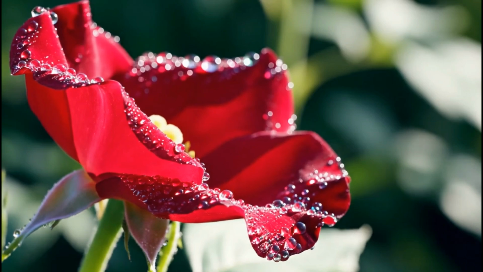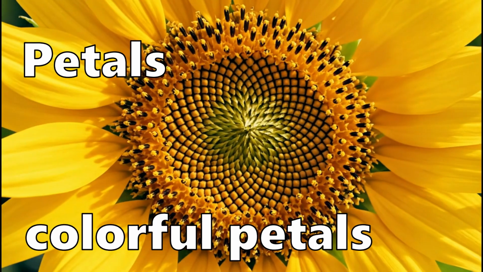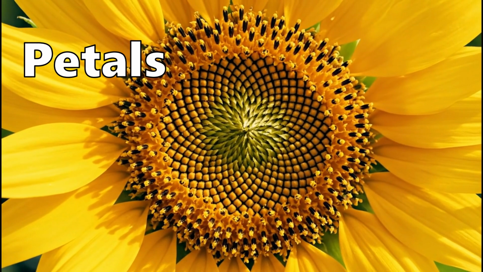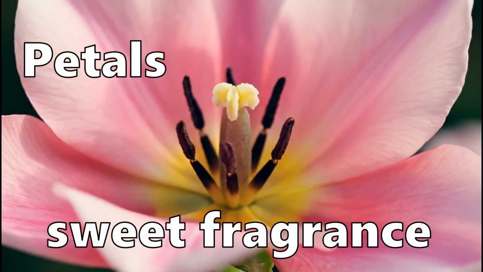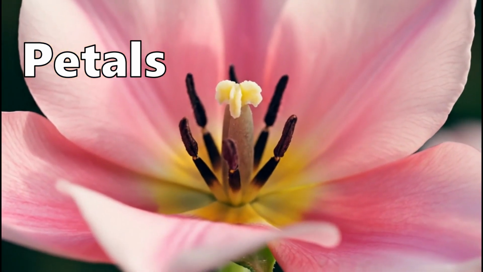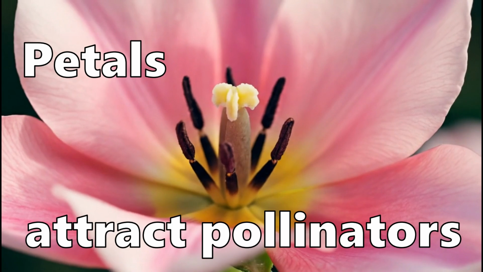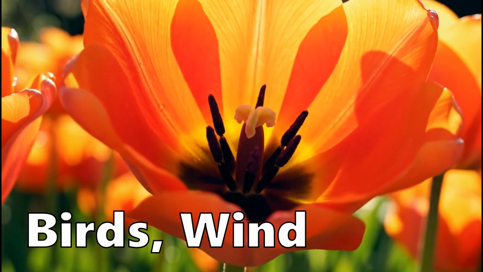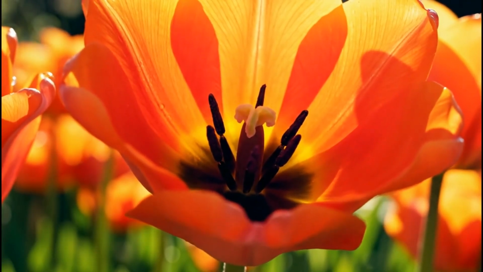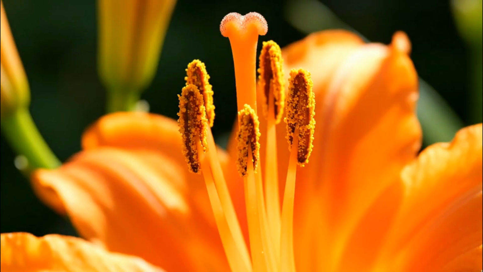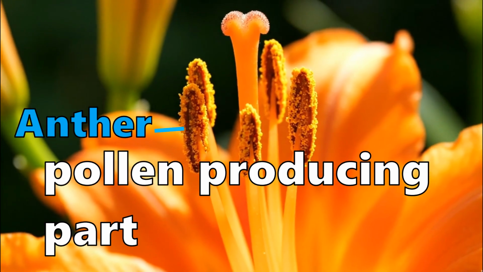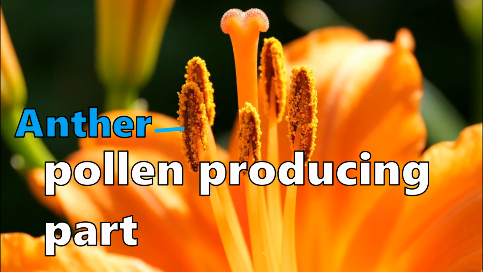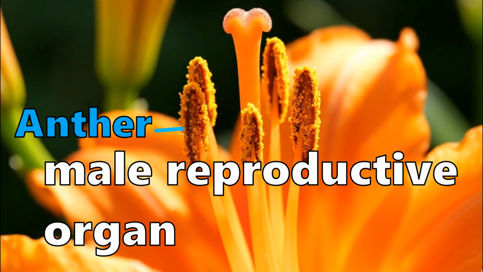The petals are colorful in flower. Bright colors, distinct patterns, and sweet fragrances attract pollinators, like bees, butterflies, birds, and wind, to facilitate plant reproduction. The anther is the pollen-producing part of a flower's stamen, the male reproductive organ.